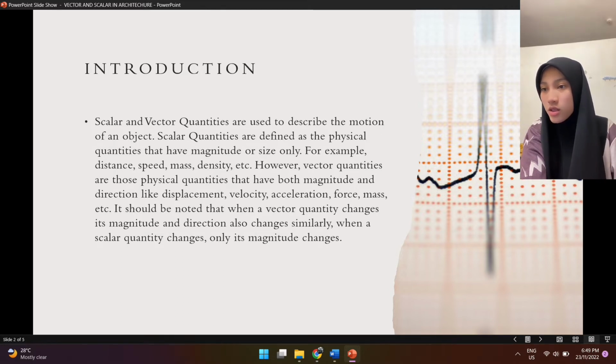Today I will present the introduction of vector and scalar in architecture. Scalar and vector quantities are used to describe the motion of an object. Scalar quantities are defined as the physical quantities that have magnitude or size only, for example, distance, speed, mass, density, etc. However, vector quantities are those physical quantities that have both magnitude and direction, like displacement, velocity, acceleration, force, etc. It should be noted that when a vector quantity changes, its magnitude and direction also change similarly. When a scalar quantity changes, only its magnitude changes.